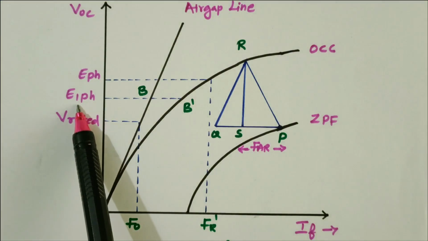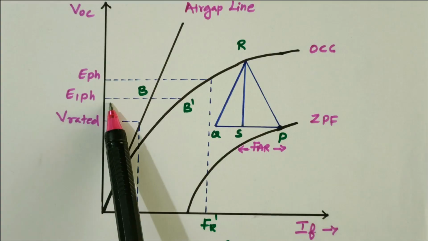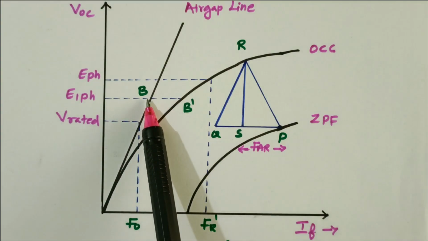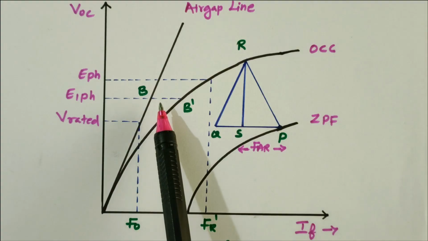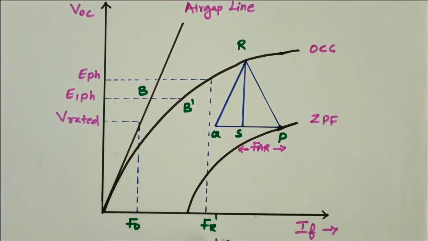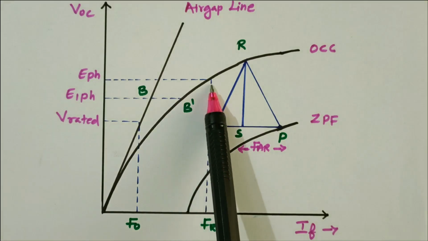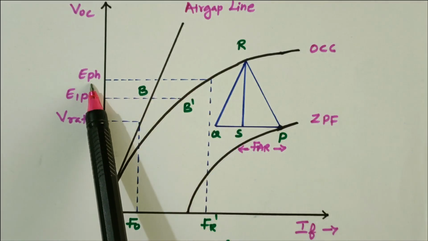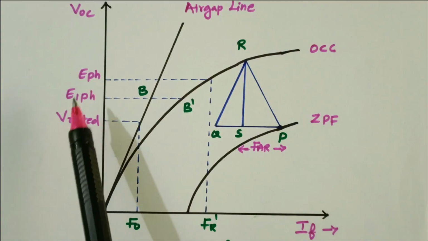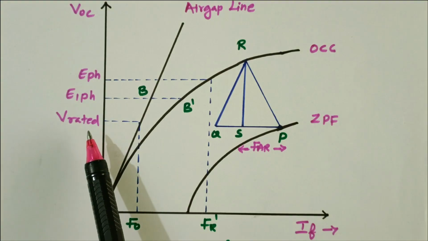Then find the E1 phase using the formula. Draw the horizontal line. Where it cuts the air gap line is B. Where it cuts the OCC is B dash. The sum of FR and B dash will give FR dash. From FR dash, draw the vertical line. Where it cuts the OCC, draw the horizontal line. That will give E phase. Using this E phase, we are able to find the regulation of the alternator.